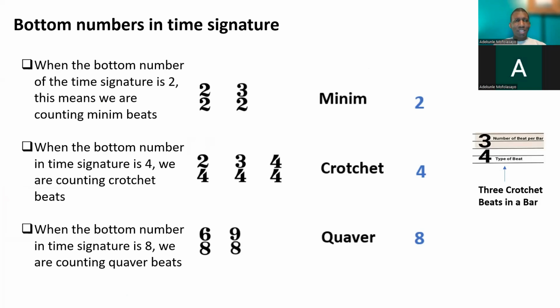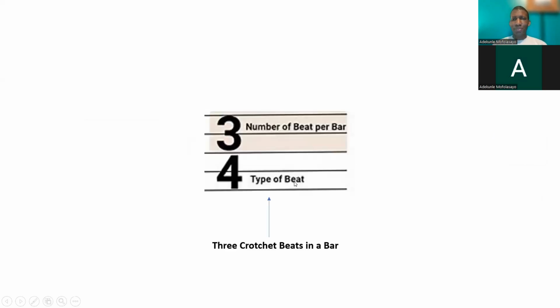Now, this is another illustration. When we talk about the bottom numbers in a time signature, when the bottom number is 2, that means we are counting minim beats like this. And when it is 4, we are counting crotchet beats, and so on.